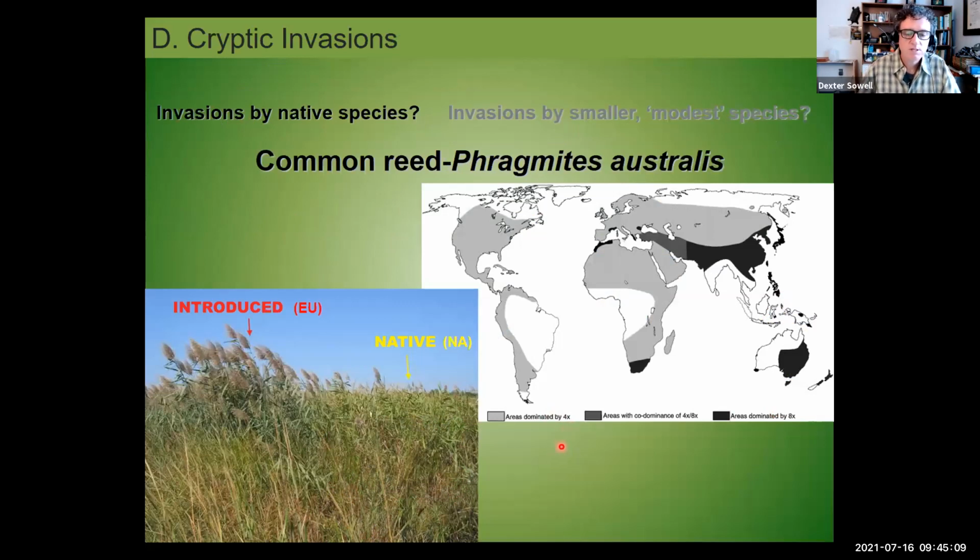And quickly, I want to talk about some cryptic invasion. This common reed, Phragmites australis, is native to a whole bunch of the world. Everything you see in gray is the native range of some variant of this. And this is our native congener here. But notice this European genotype that's been introduced, how it's much taller and darker green.